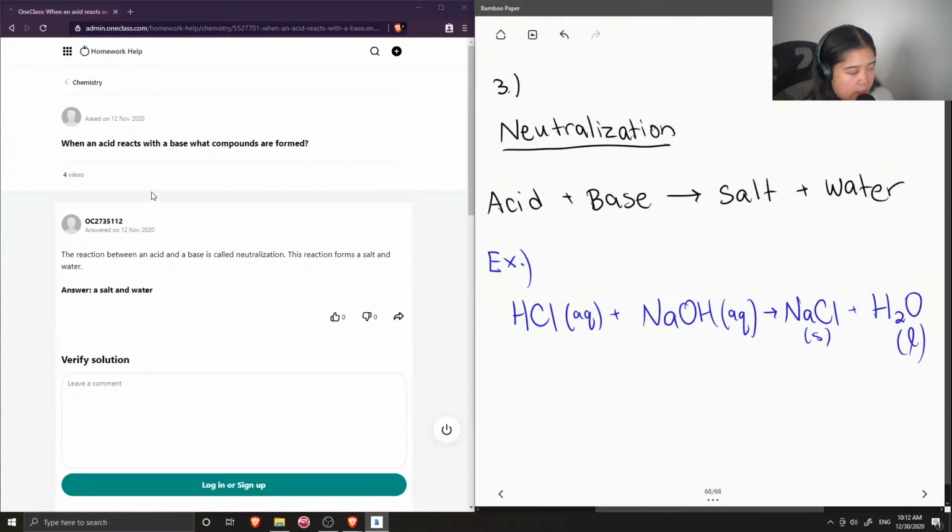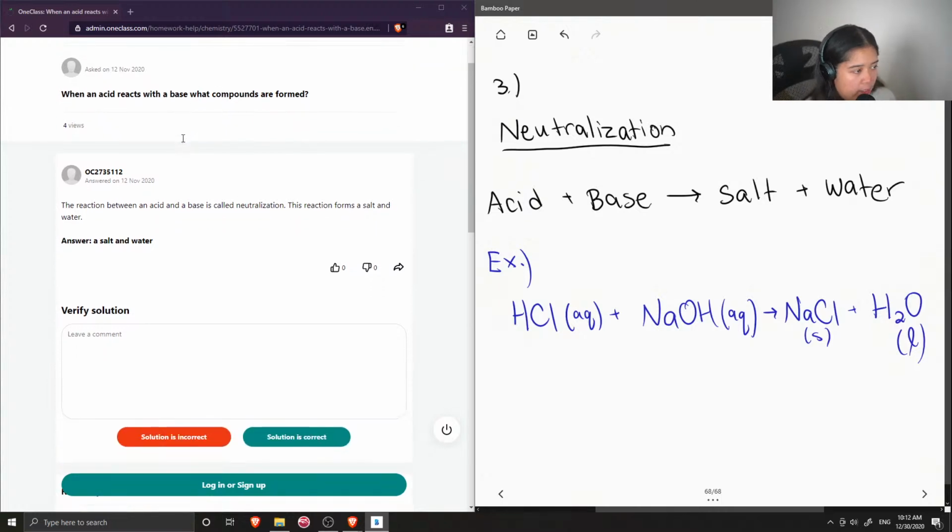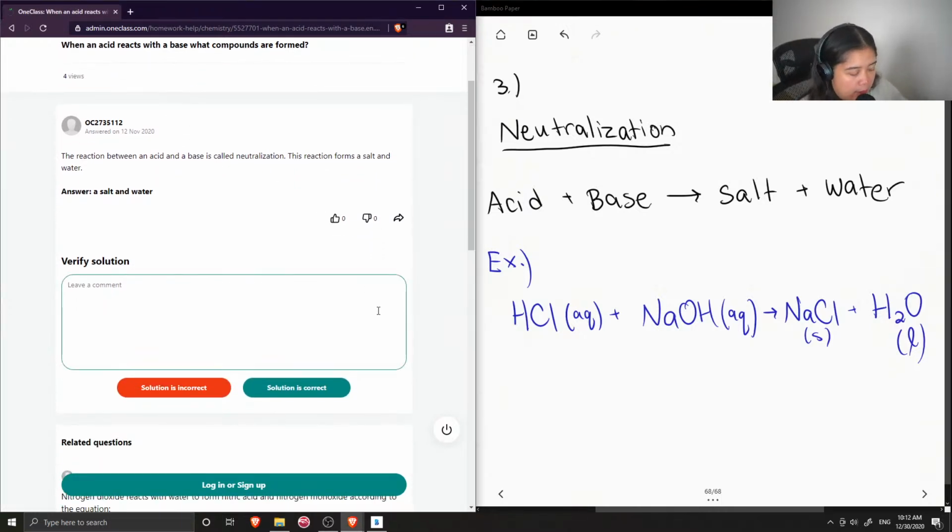And the junior tutor said that the reaction between an acid and a base is called neutralization. This reaction forms a salt and water. Yep, so this solution is correct.